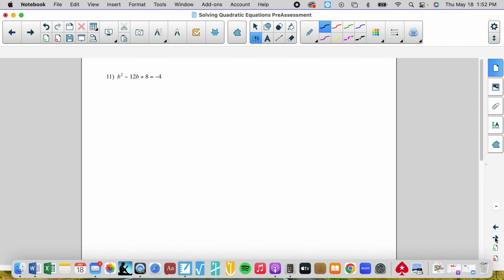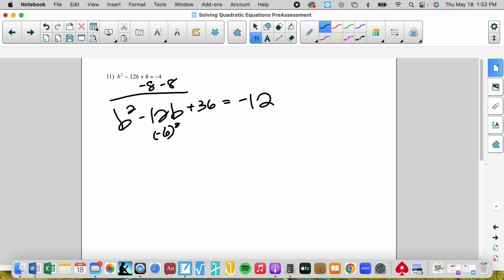Number 11, we're going to subtract 8. B squared minus 12b equals -12. Half of 12 is -6. Quantity squared is 36. What I do to one side, I have to do to the other. This becomes b minus 6 quantity squared. And -12 and 36 gives me 24.